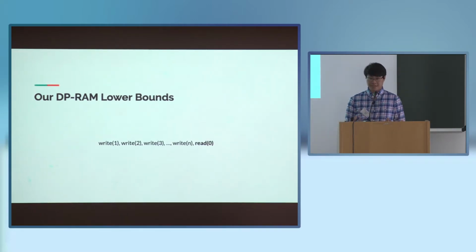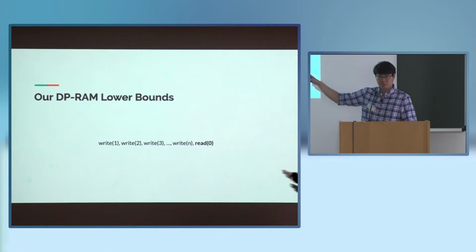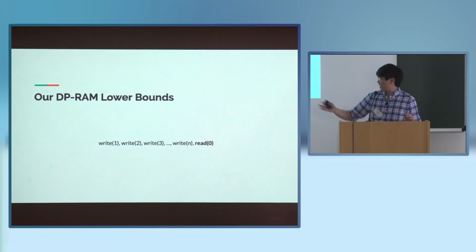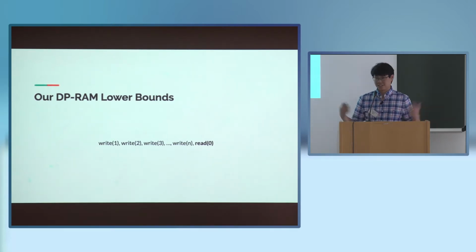The hard sequence is a little different now. It's going to be writing n random blocks to literally just n indices. You write a random block to the first index, the second index, all the way to the nth index. And all I'm going to do is read from the 0th index. Again, this looks trivial, right? If I never wrote to the 0th block, it should be easy to return whatever it was initially assigned as.